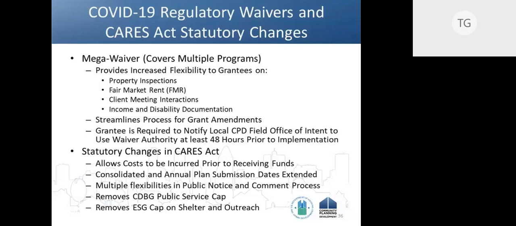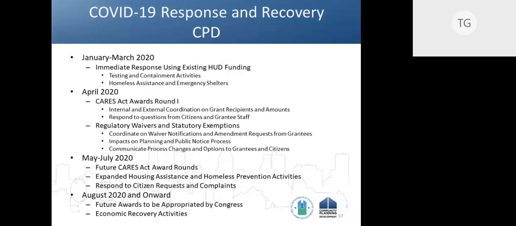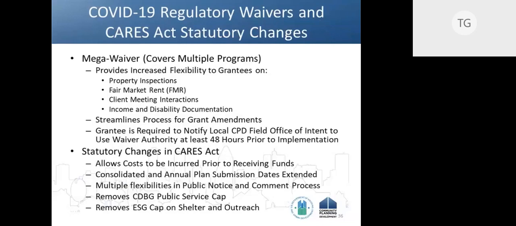We also have a very streamlined process for grant amendments. This is particularly important for our COC homeless providers who are able to amend their 2018 grants, for example, in order to address today's situation. Okay, we can go to the next slide.